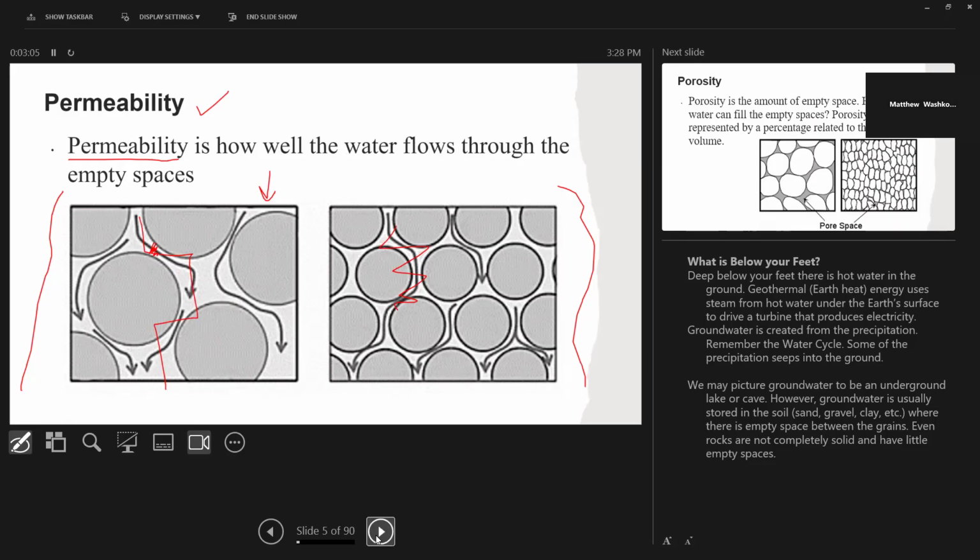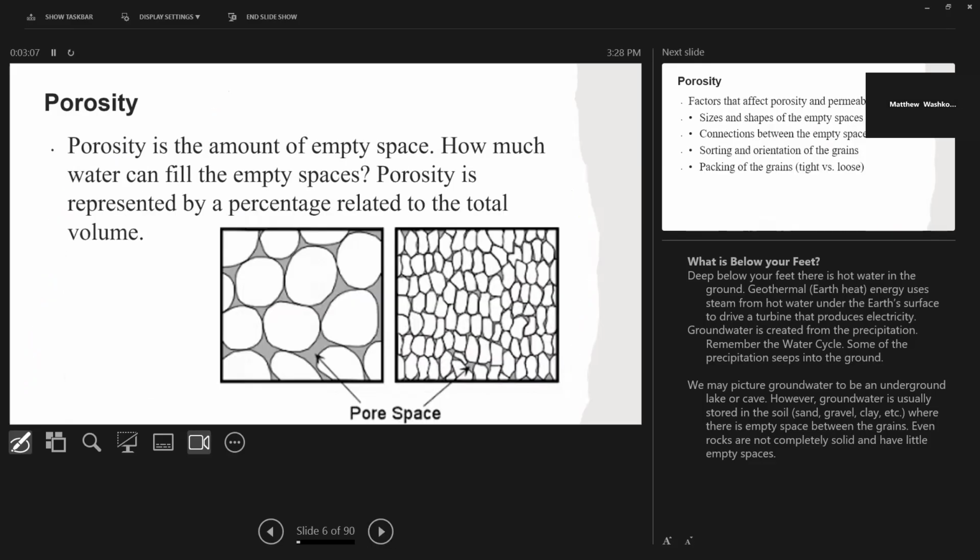So, what is porosity then? Porosity is the amount of the empty space. How much water can fill the empty space? You look at this pore space here, the one on the left obviously has more pore space than the one on the right. So porosity is represented as a percentage. So if porosity is 5%, this means 5% of this area here could be filled with water. Write that down.